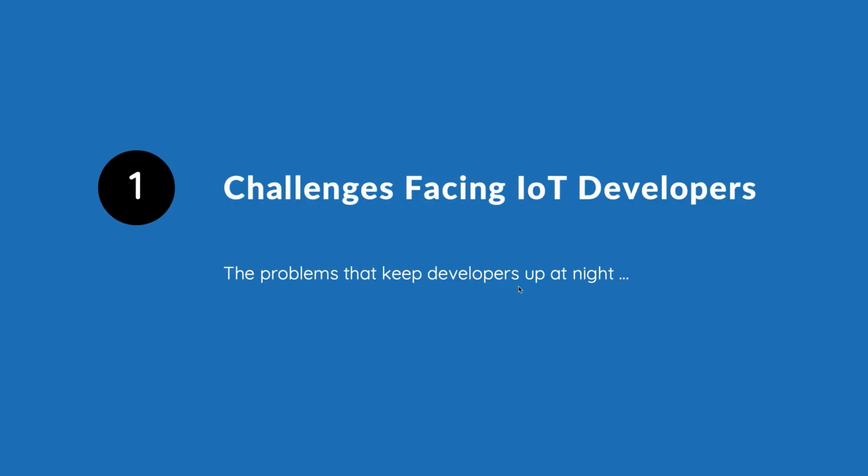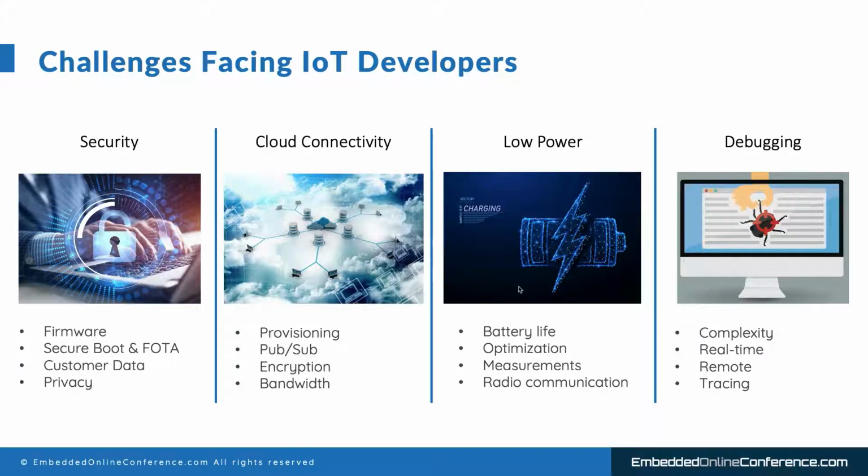Okay, so with that in mind, let's get that introduction to why RTOSs are important to embedded developers, and really it comes down to some of the challenges that are facing IoT developers. When you look at the challenges that a lot of IoT developers are facing today, they can really be boiled down into 4 primary categories. The first one is security. Every IoT device needs some type of security, right? We need secure boot. We need firmware over-the-air updates. We need to protect our data, keep it private.